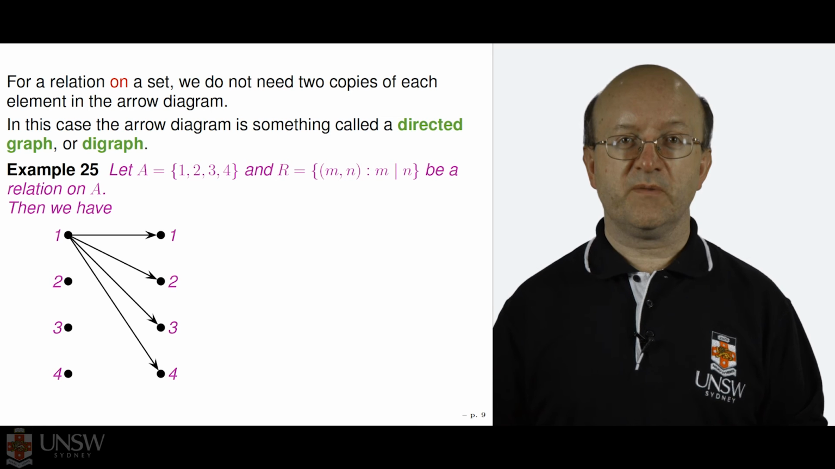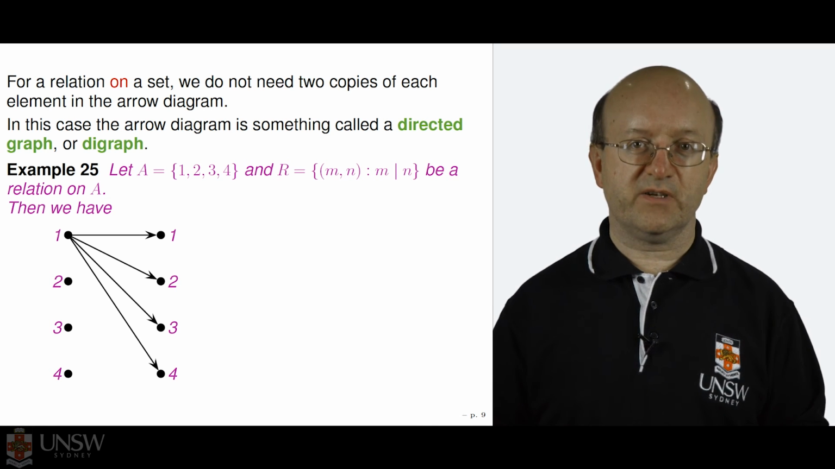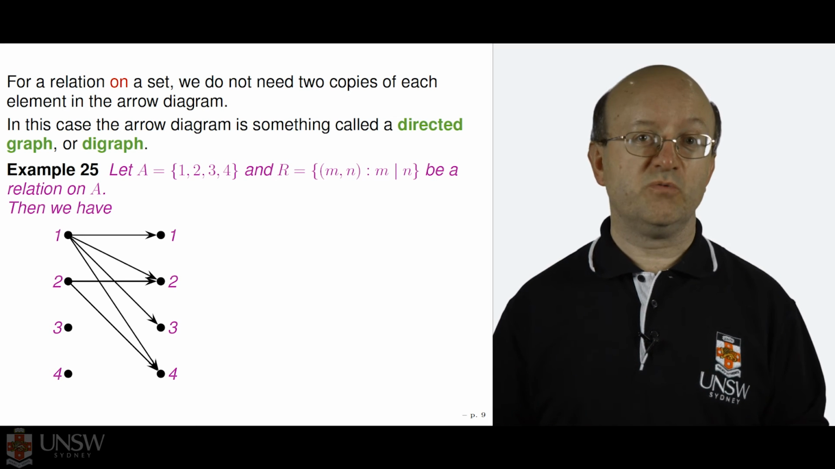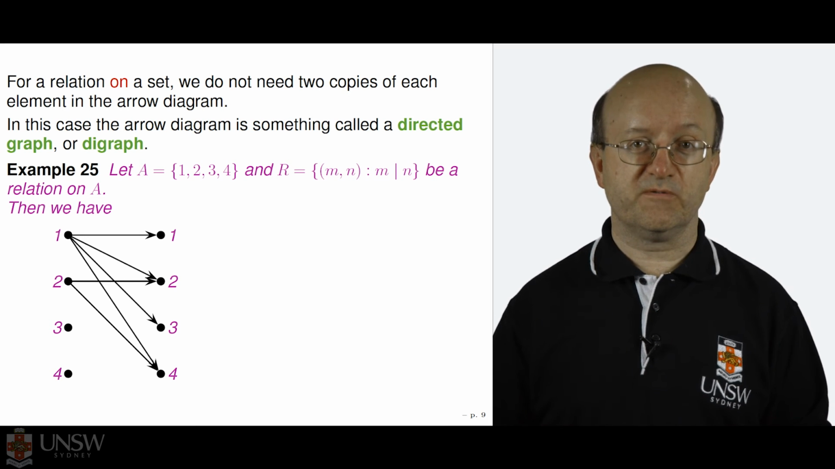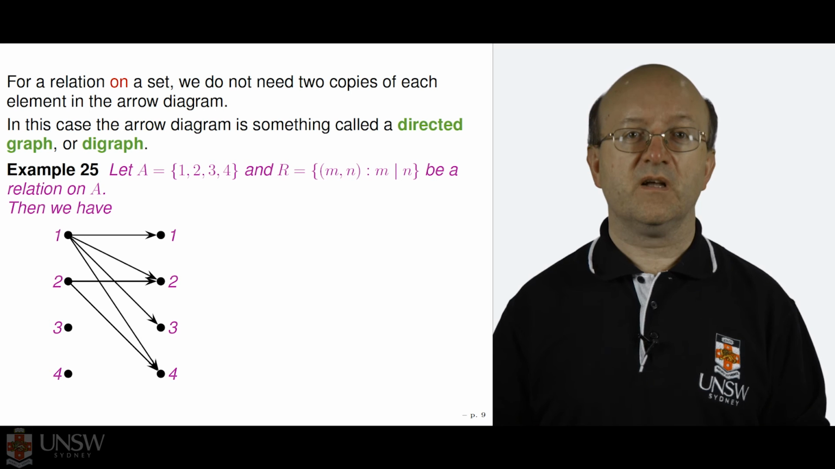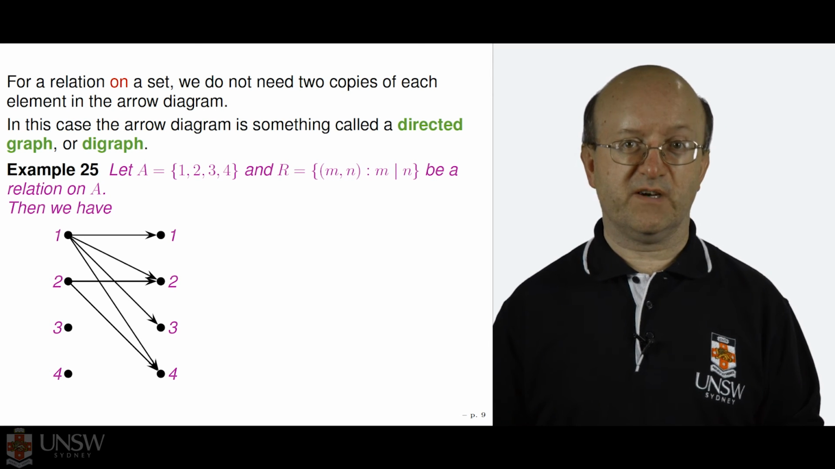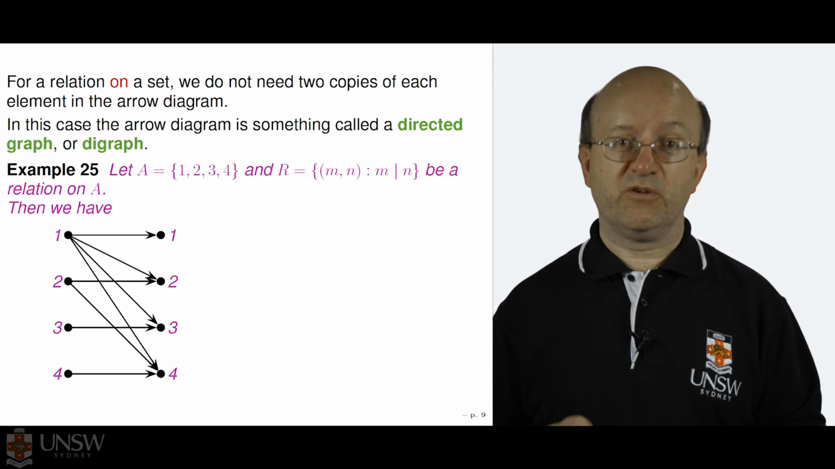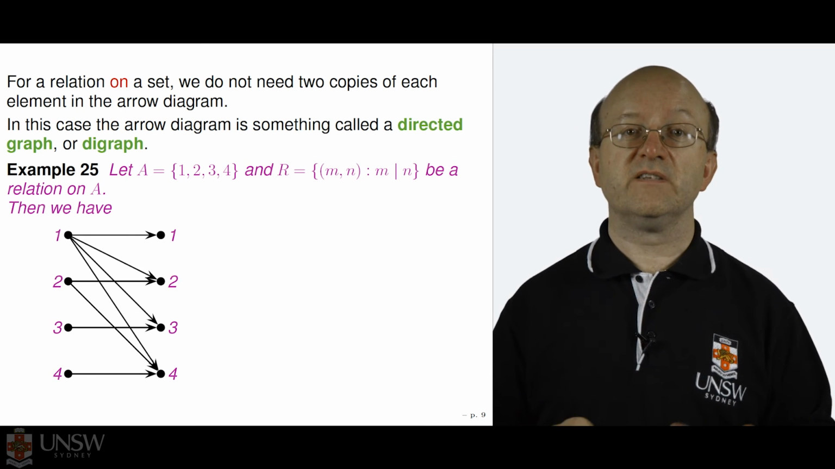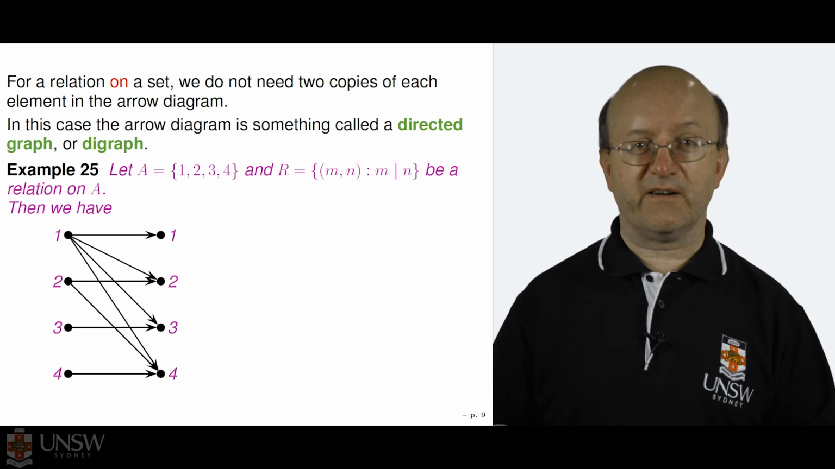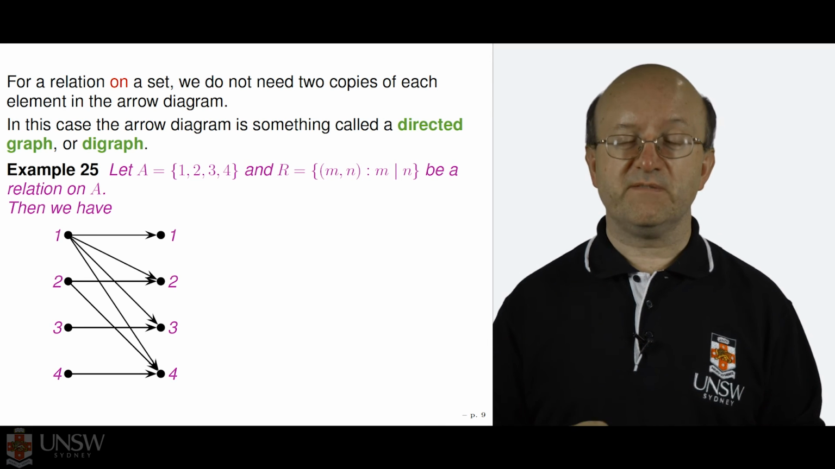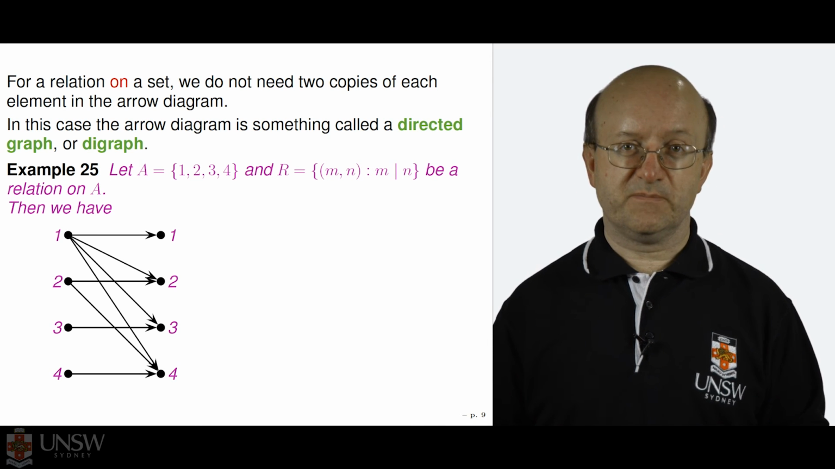What about 2? Well, 2 doesn't divide 1, it does divide 2, doesn't divide 3, does divide 4. So 2 will be linked in the arrow diagram to both 2 and 4 and nothing else. What about 3? Well, the only element of {1, 2, 3, 4} that 3 divides is 3 itself. And the only element of {1, 2, 3, 4} that 4 divides is 4 itself. So that would be our arrow diagram in the previous method for this relation.